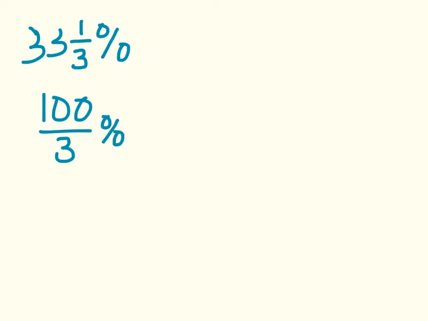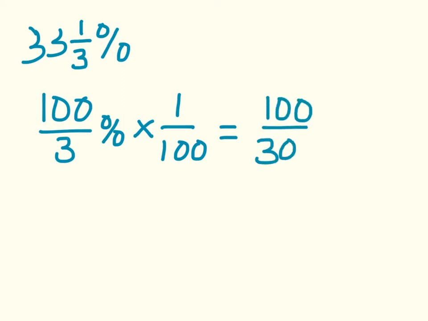Now we need to divide by 100 to express the percent as a fraction. So, in other words, multiply by 1 over 100. That gives us 100 over 300, or 1 over 3. So 33 1/3% as a fraction is 1/3. Let's try another.